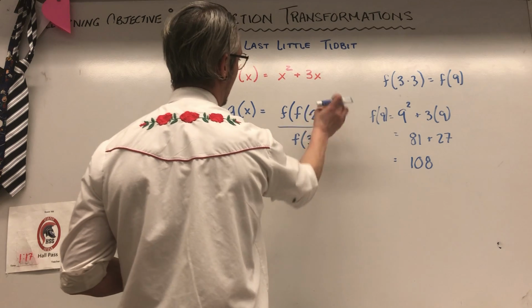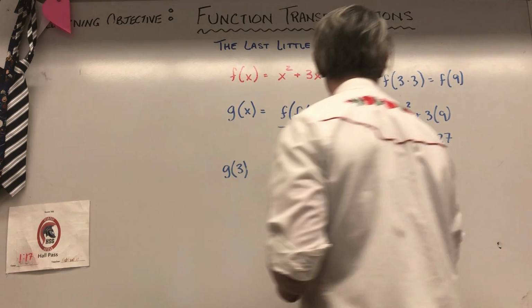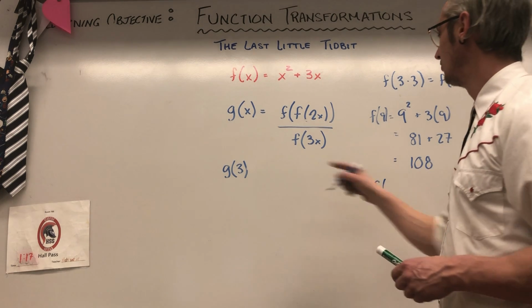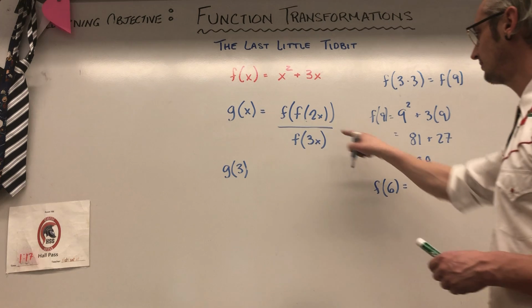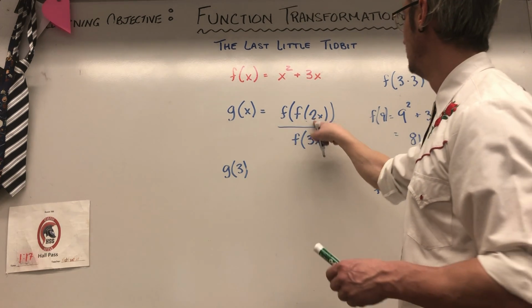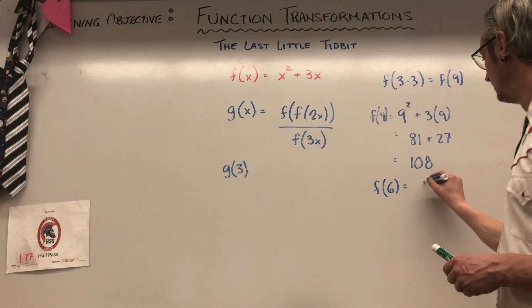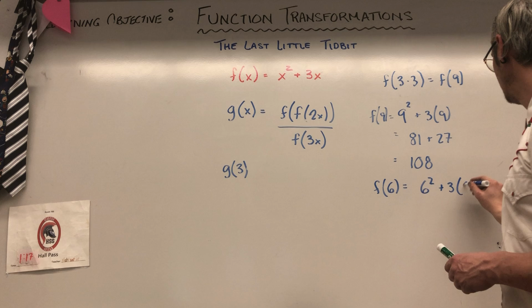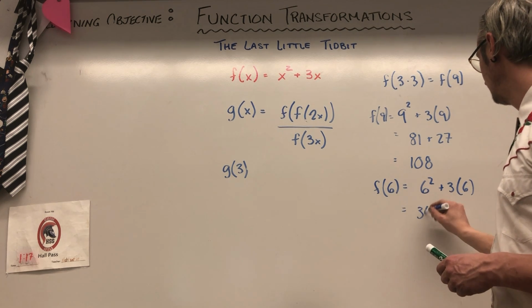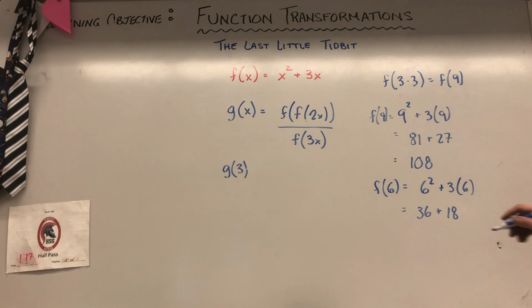Then I'm going to solve this one, but I have to start with the inner bracket. So let's do f of 2 times 3, which is f of 6. Let's solve what f of 6 is. I replaced x with 3. 2 times 3 is 6. I have to figure out the function value at 6. 6 squared plus 3 times 6 is 36 plus 18, which is 54.